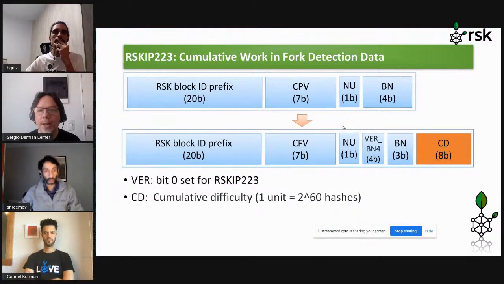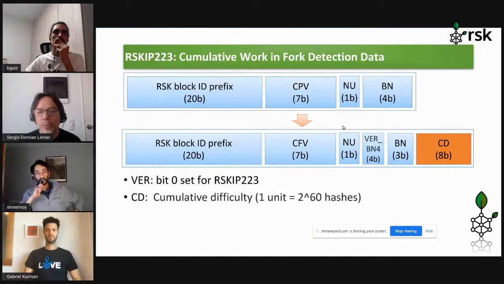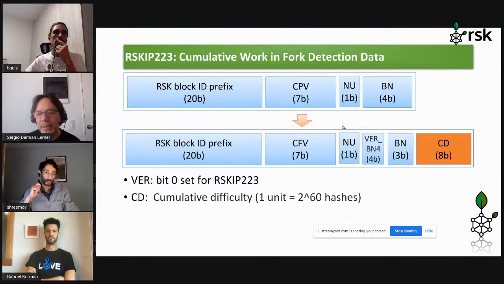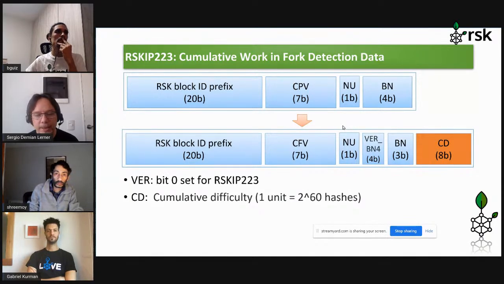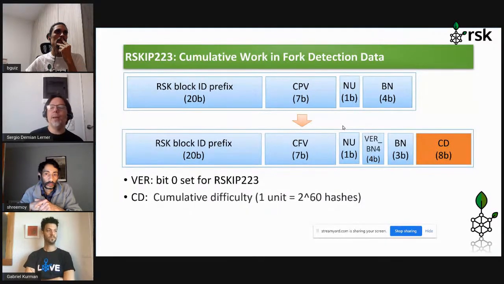And so what we propose in RSKIP 223 is to add to the merge mining tag a small, compressed field of 64 bits that expresses the cumulative difficulty of the fork up to that point. So we won't be able to directly connect the blocks, but we will be able to detect very easily that the attacker is trying to increase the difficulty of the blockchain to be hidden from the detection. With this change, it would be very obvious that it's an attack.